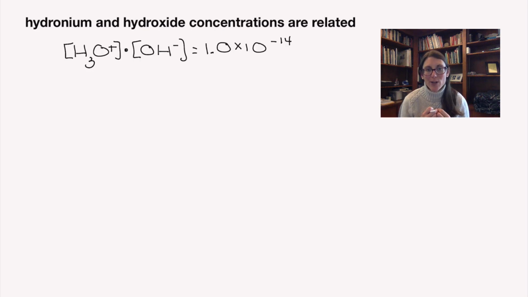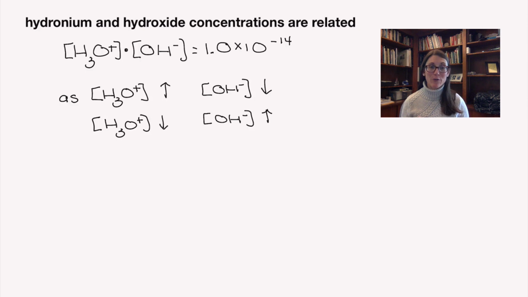It turns out that they're related. There's really cool chemistry here. We're not going to have a chance to go into it this year. We're just going to take the results of that awesome chemistry. But what that chemistry tells us is that if we multiply the concentration of hydronium ions in moles per liter, molarity, by the concentration of hydroxide ions, we always get a constant. We get the value 1.0 times 10 to the negative 14th.